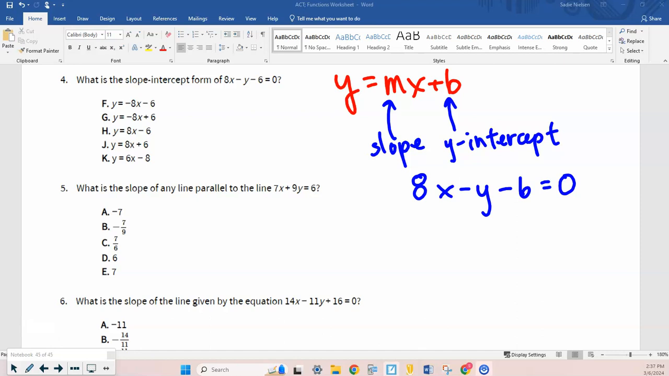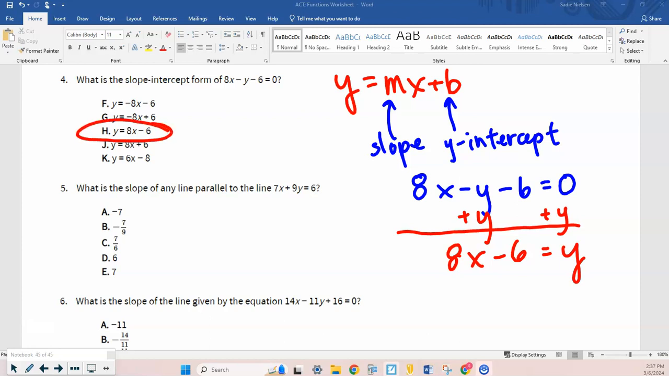Now, here's the thing, guys. The ACT, people really write questions for a job, like they do this on purpose. So if you notice, see how everything's on the left side? Your initial reaction lots of times is to move the 8x and the 6. But what would be the fastest way to get the y by itself? Add the y. Yep, you got it. If you add the y over, this is 8x minus 6 equals y, which would give you H as your answer, okay?